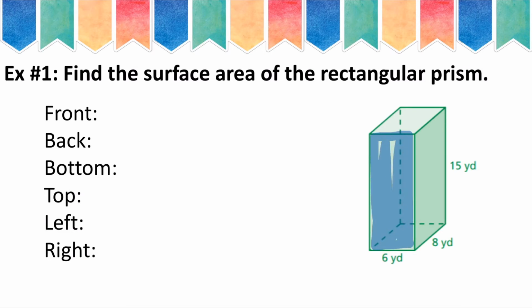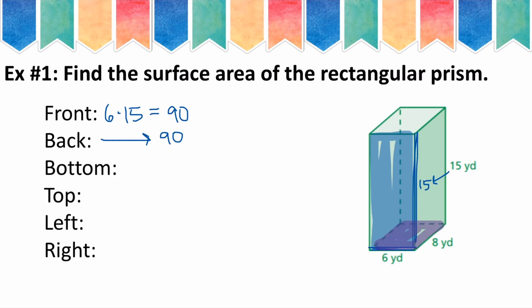To calculate the area of this front side, I'm going to take 6 multiplied by, well, this would also be 15. So again, for the front, I'm doing 6 multiplied by 15, which equals 90. Now the front and the back always just need to be the same. Next, I'm going to calculate the bottom, which would be down there.